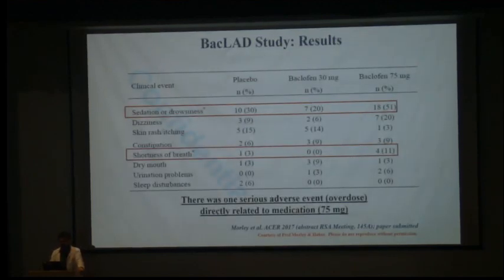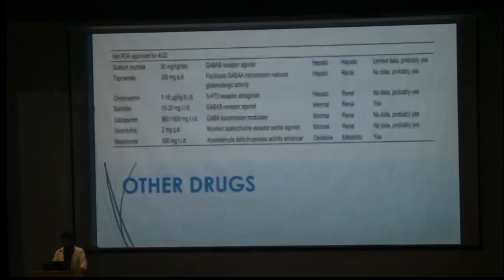what they found was that sedation or drowsiness was significantly higher. Side effects were higher in people who received 75 milligrams, and they specifically analyzed this for ALD patients. So the proportion of side effects was higher with the 75 milligram dose in liver disease patients.